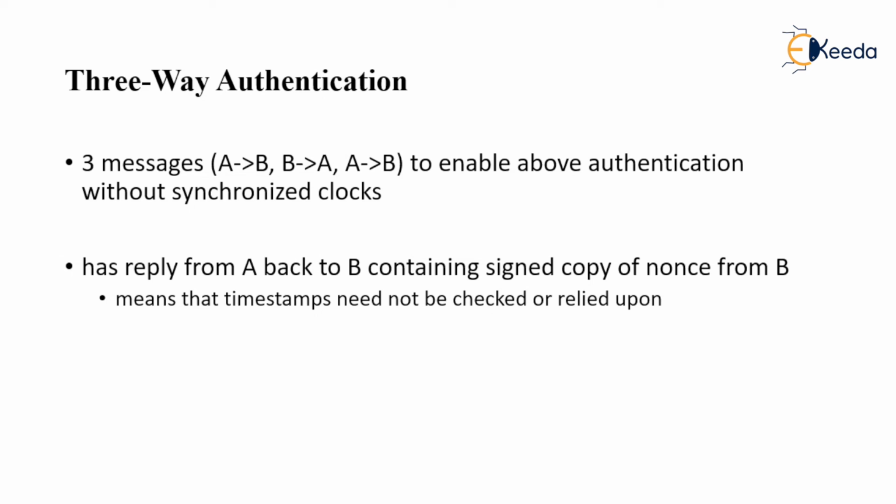Every time A is sending its identity to B, and B is sending its identity to A, when A receives the authentication or identification message from B, then A has to reply back to B. And it is the responsibility of A to use a properly signed copy of the nonce from B when replying back to B in the third message. So this was the three-way authentication.